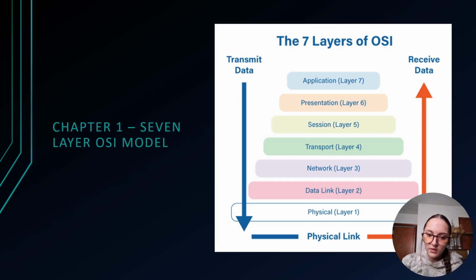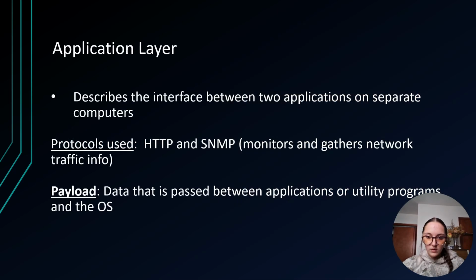For chapter 1, I'm going to be focusing on the 7-layer OSI model, or the Open Systems Interconnection model. It was developed by ISO, and it's used to help understand networking protocols. So the application layer describes the interface between two applications on separate computers. The protocols used here are HTTP, which we're familiar with, and the SNMP protocol, which just monitors and gathers network traffic information.